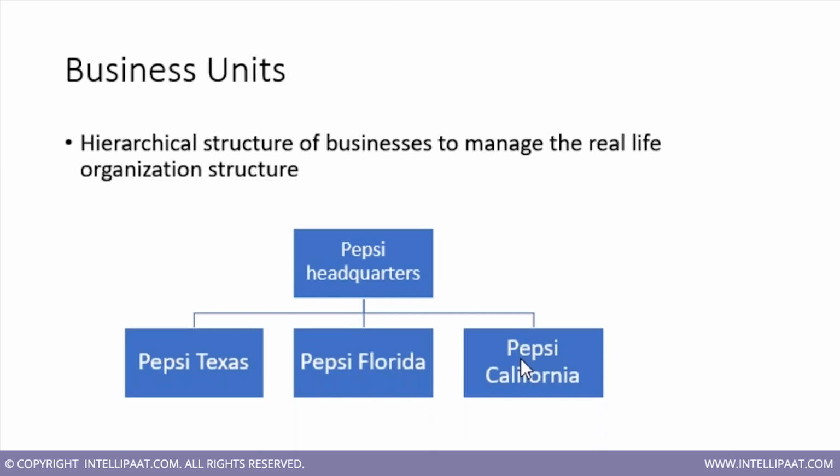So for example, all the emails that are going from Salesforce Marketing Cloud by either three of them. So remember, Pepsi headquarters doesn't do any work. It's just a holding structure. All the emails that are going across from Pepsi Texas, Florida, or California have to have a standard template. For example, a standard Pepsi logo.